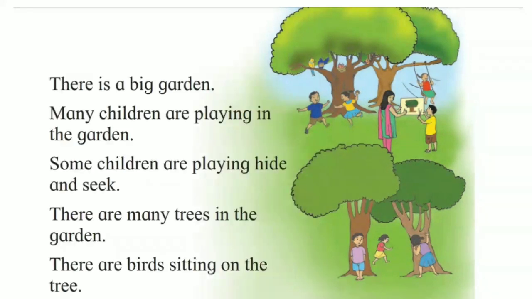There is a big garden. Many children are playing in the garden. Some children are playing hide and seek. There are many trees in the garden. There are birds sitting on the tree. So whenever you look at the picture, look how many people are there around, what they are doing, and what objects you see around. So in this way you can describe a picture.